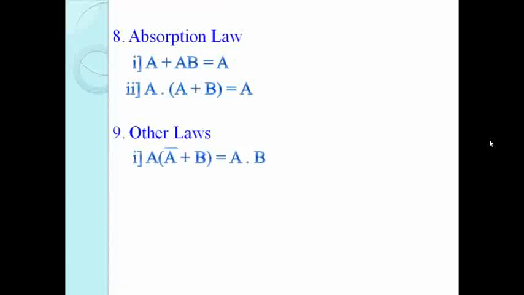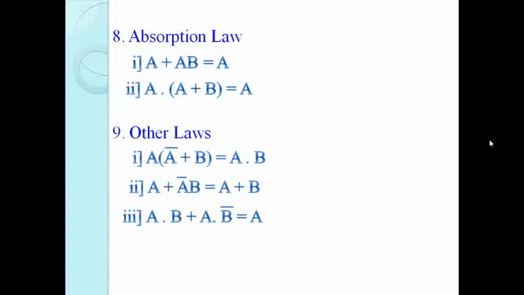Now other laws. A into (A bar plus B) equal to A dot B. The second law is A plus A bar B equal to A plus B. The third law is A dot B bar plus A dot B equal to A. And the next law is (A plus B) into (A plus B bar) equal to A. So these are the Boolean laws to reduce digital expressions.